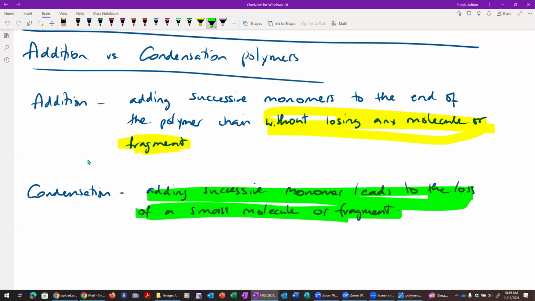There are several examples of addition polymerization and the monomers that are used. And then there's also some condensation ones that we'll see as well. So let's take a look at a few of these.